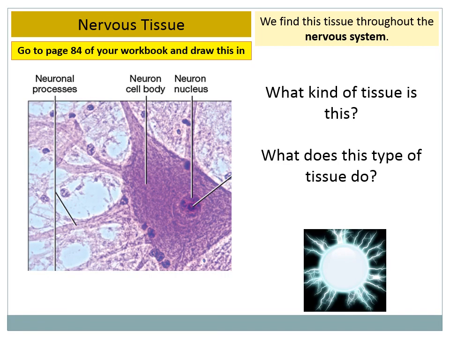Lastly, we have nervous tissue. We obviously find this throughout the nervous system. So looking here, what kind of tissue is this? This is nervous tissue. And what does this type of tissue do? Thinking back to one of the first slides that we talked about here, this type of tissue is going to send signals throughout the body.